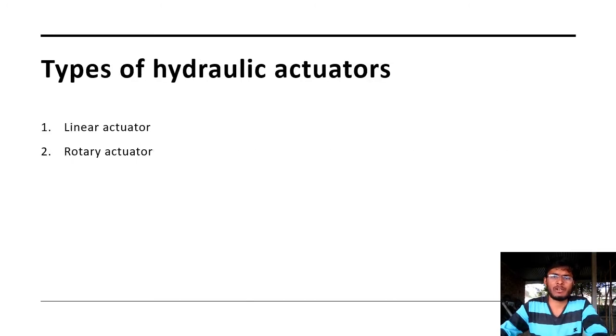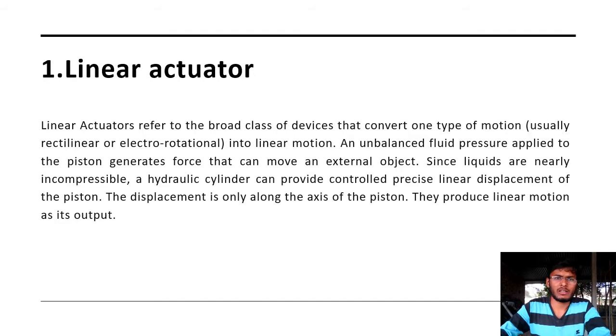Next is the types of hydraulic actuators. There are two types of hydraulic actuators. First is the linear actuator, second is the rotary actuator. As the name suggests, a linear actuator gives the desired output in terms of linear motion. Linear actuators refer to the broad class of devices that convert one type of motion, usually rotary, into linear motion. An unbalanced fluid pressure applied to the piston generates force that can move an external object.